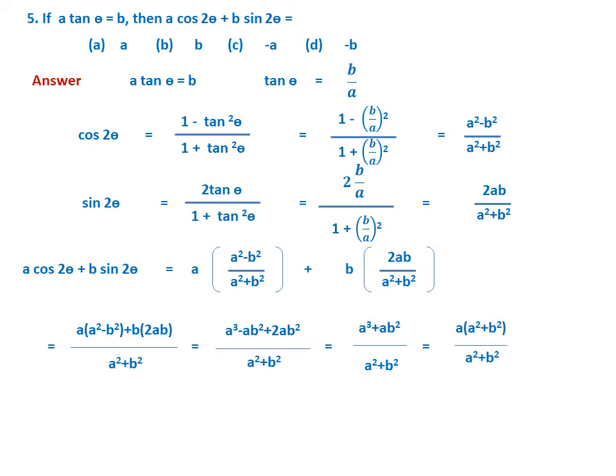Then you can take A common now. You can check here. So when you take A common, what happens? A square plus B square, both in the numerator and denominator. So they cancel each other. So the answer must be A. Therefore, A is the option.